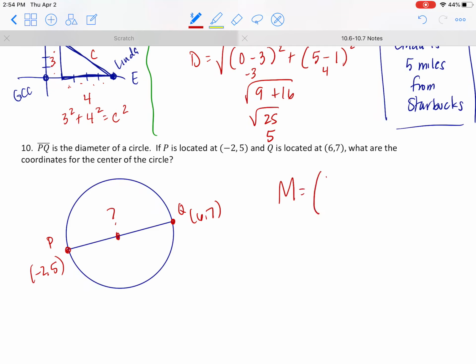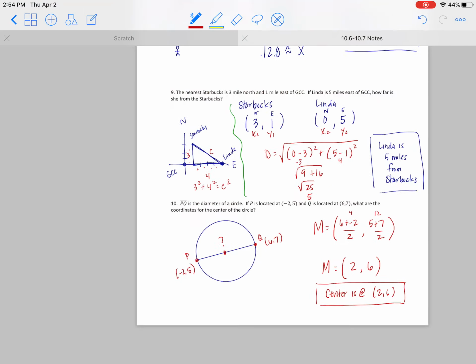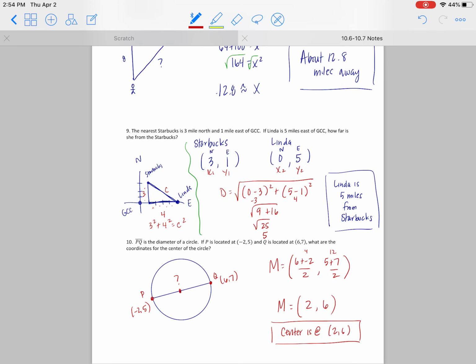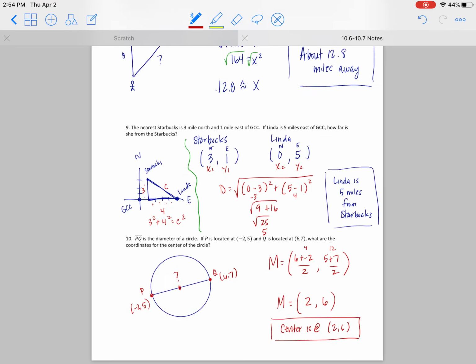Well, I could draw this on a coordinate plane, but it doesn't matter. If we're looking for the center of the circle, we're looking for the midpoint of that segment. So for the midpoint, we add the x's, which would be the 6 and the -2, and divide them by 2. We add the y's, which would be the 5 and 7, and divide them by 2. So 6 and -2 is 4. 4 divided by 2 is 2. This is going to be 12 here, divided by 2 makes 6. So the midpoint of the circle is at 2, 6. Okay, so the center is at 2 and 6.